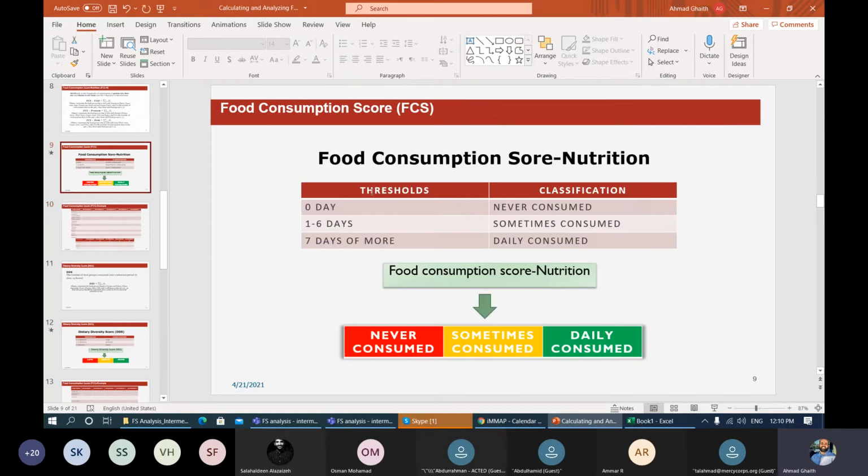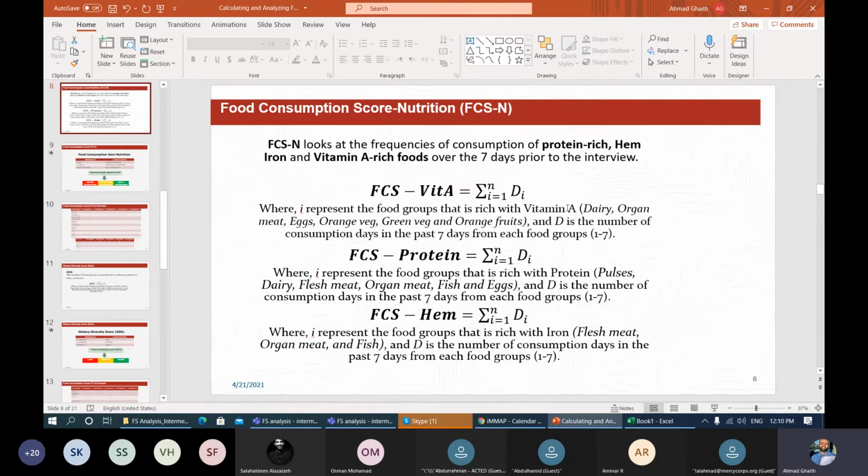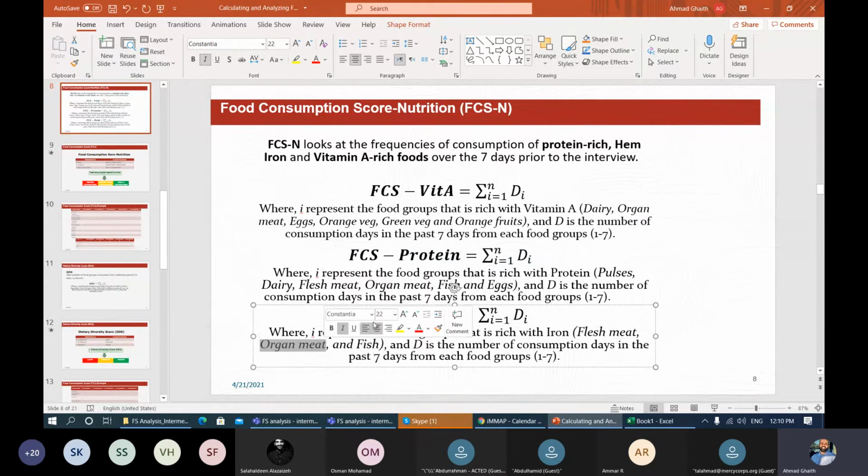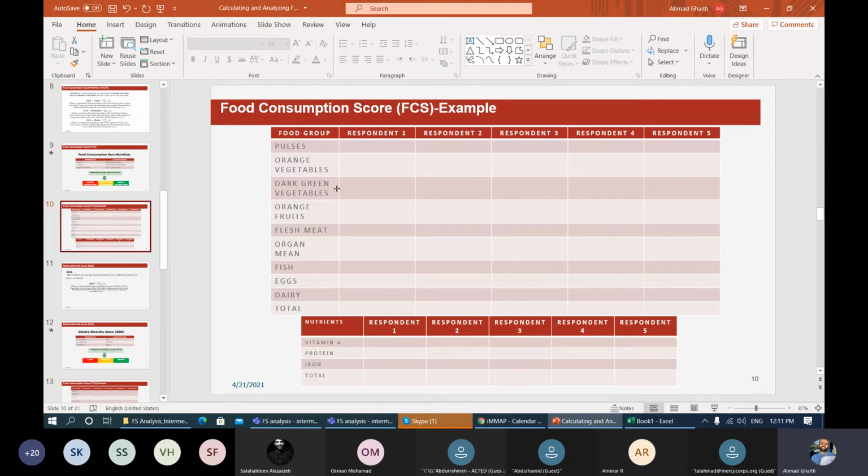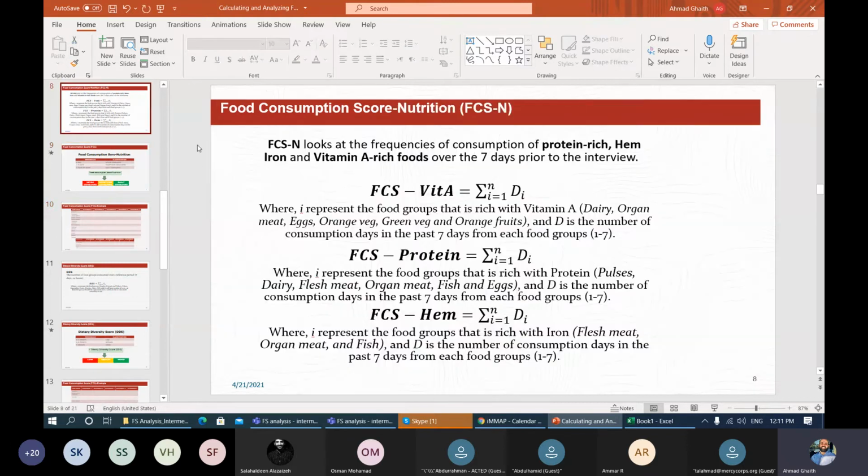And then when we tabulate, let me choose this one. Organ meat is a source of vitamin A, a source of protein, and a source of heme iron. So there are 3 separate scores for each nutrient: vitamin A, protein, and heme iron. If somebody says, I ate 3 days of organ meat, we're going to give them 3 towards their vitamin A, their protein, and their heme iron.